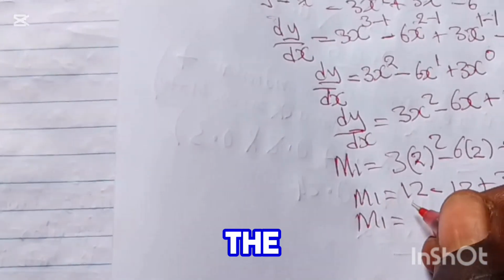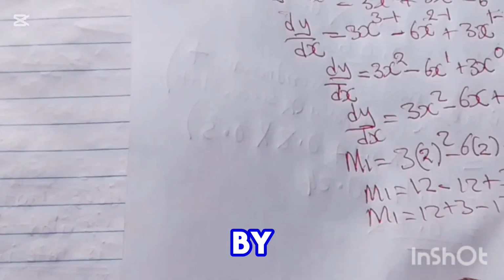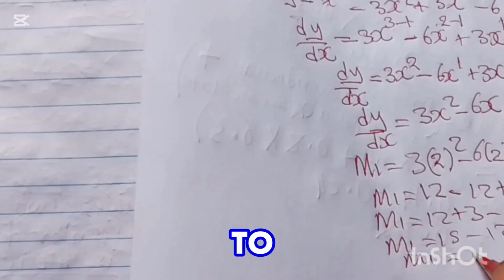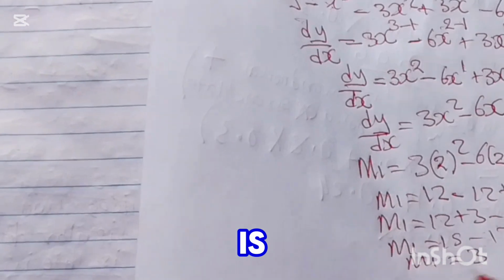So we're going first to add, to follow the law of BODMAS. So 12 plus 3 subtract by 12. So m1 is equal to 15 subtract by 12, which is 3. So this is the first gradient.